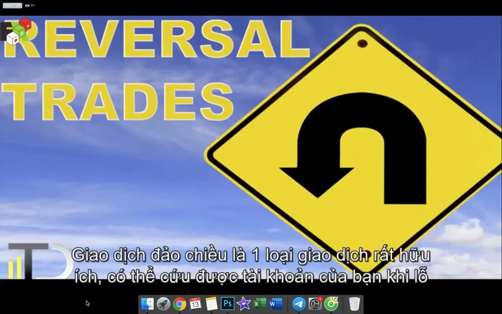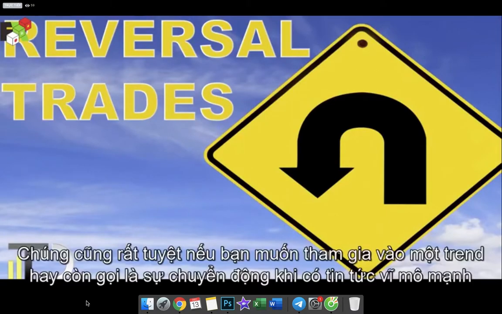Reversal trades are very helpful kind of trades that can literally save you after you took a losing trade. They are also great if you want to participate in a trend or in a strong macro news movement.